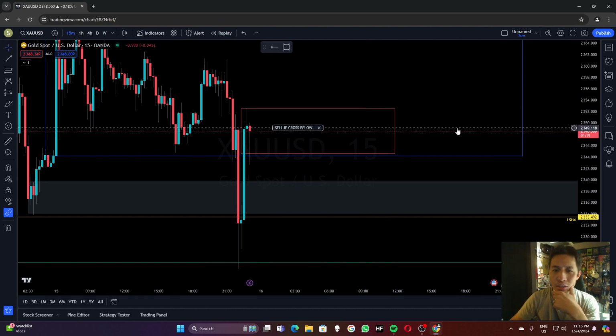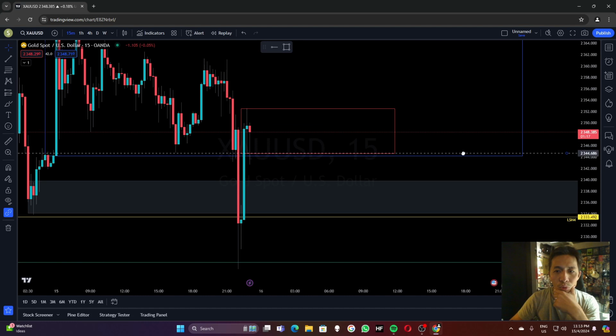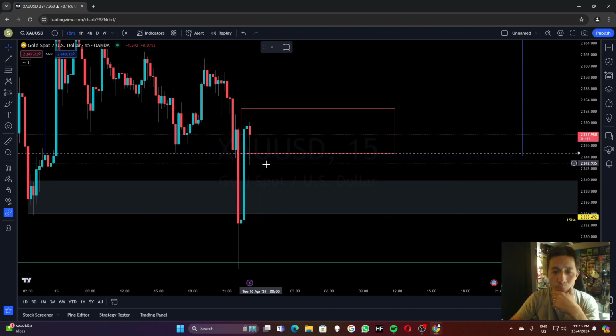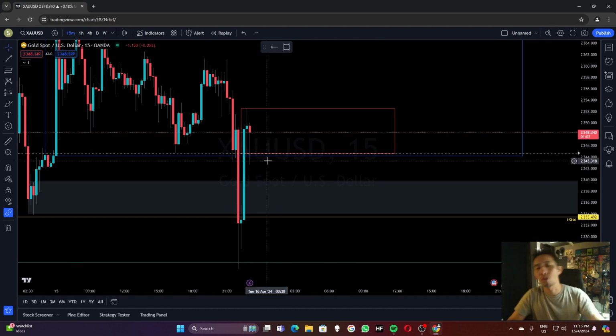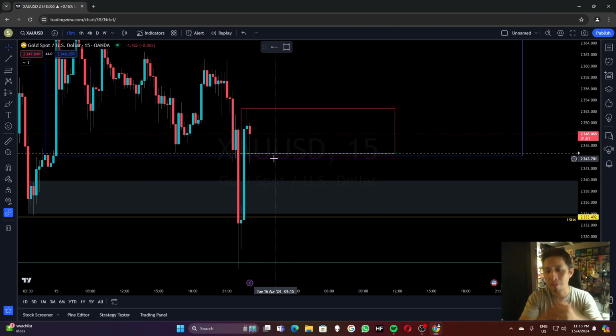Okay, this is my alert. I want it to go below this box and it will alert me. Once it breaks and closes below this box, I would be confidently making a sell. If it doesn't, I will just hold and wait for my trades, or perhaps wait until tomorrow. I hope you understand this direction and multiple time frame breakout method.